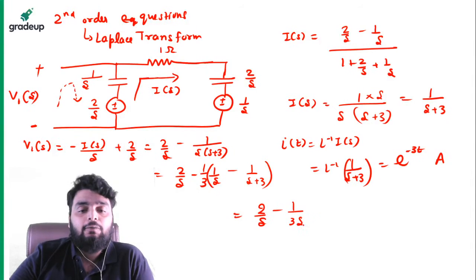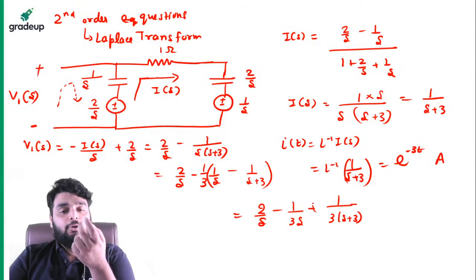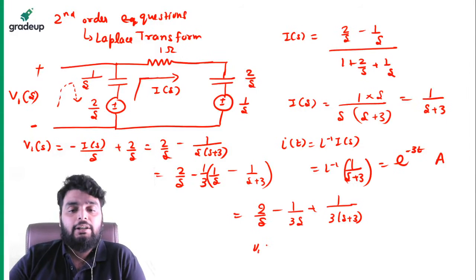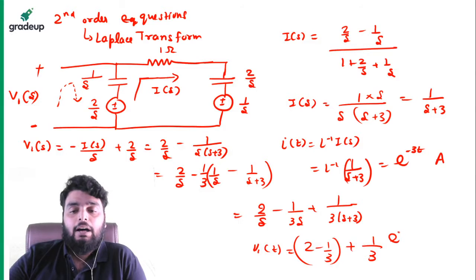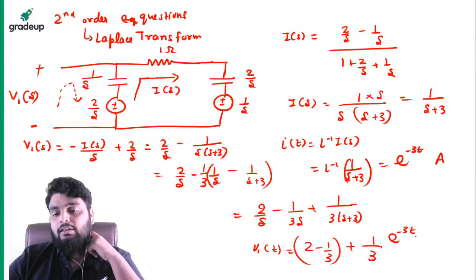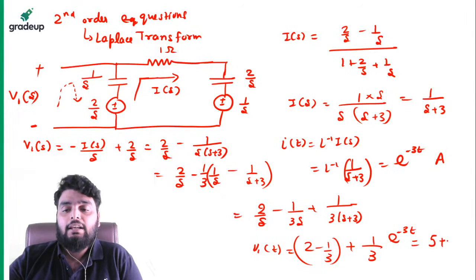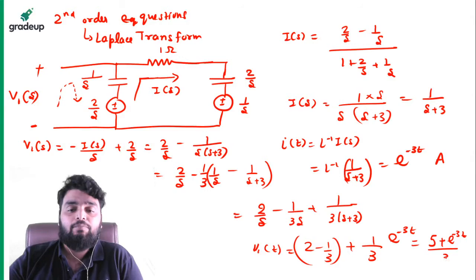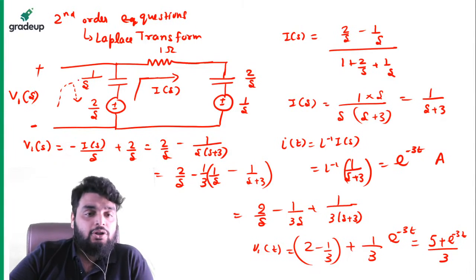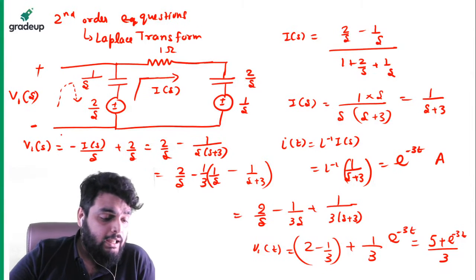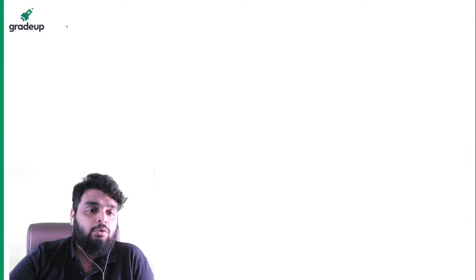Now after that, I just have to take the inverse Laplace. Okay, beta. So inverse Laplace, now you should remember the Laplace of a few points. So when you take the inverse Laplace of this one, V1t will come out 2 minus 1 by 3 plus 1 by 3 e raised to power minus 3t. So 6 minus 1, 5 by 3. It will be 5 plus e raised to power minus 3t, divided by 3. Okay, this will be the inverse Laplace. So let me check the calculation once. Yeah, correct.